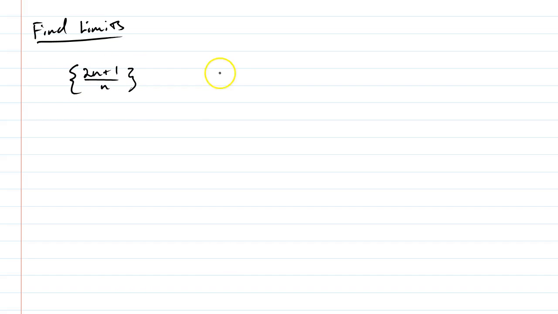So let's talk about sequences that might converge. I would like you to pause the video and try to find the limits of these sequences. So here we go. 2n plus 1 all over n. This guy is a geometric sequence. And I'll let you try to figure out what kind of sequence that last one is.